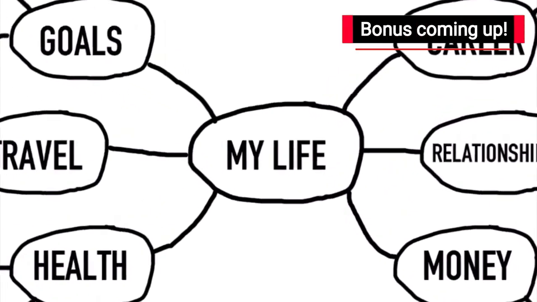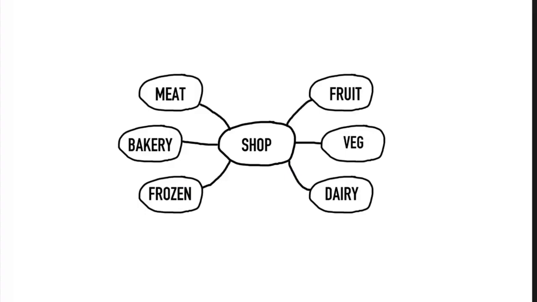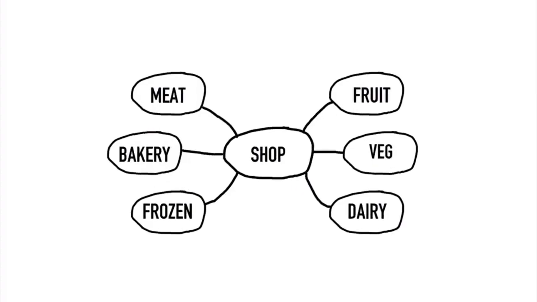Now let's look at one final practical example. Let's wipe this out and start with our shape and call this one shop. I wanted to do this example to really show the difference between a mind map versus a to-do list. So let's use an example shopping list to create our mind map. Here you'll see fruit, veg, dairy, frozen, meat and bakery. Now what we're doing here is we are separating the categories of food that we want to buy.